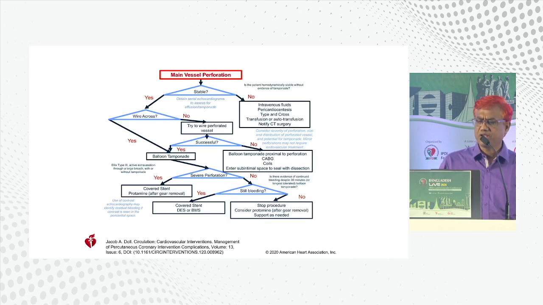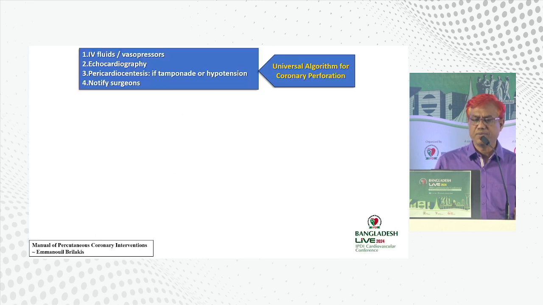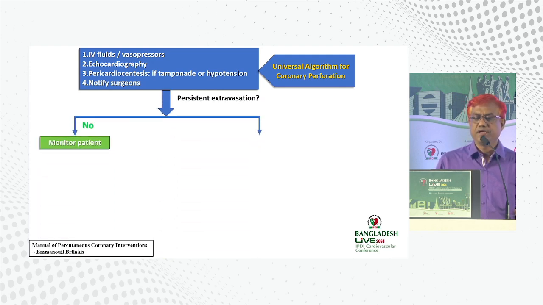This is the algorithmic approach to the management of large vessel perforation. The principle of this strategy is that first, maintain hemodynamic stability by IV fluid or vasopressor, and arrange for echocardiography. If there is cardiac tamponade or hypotension, pericardiocentesis should be done and notify the surgeons. If the patient's symptoms improve, then monitor the patient.